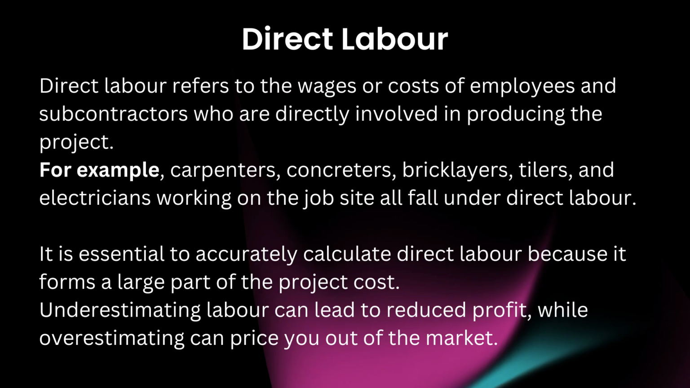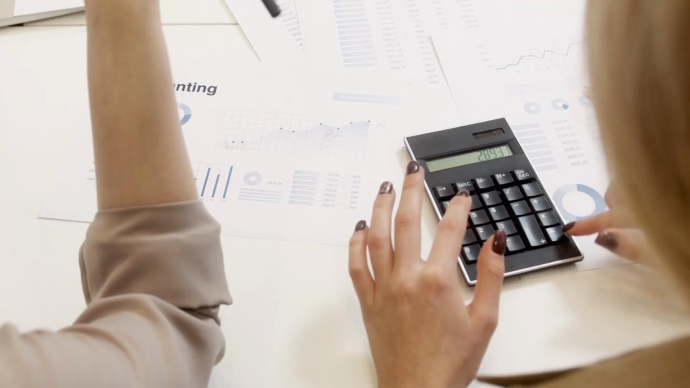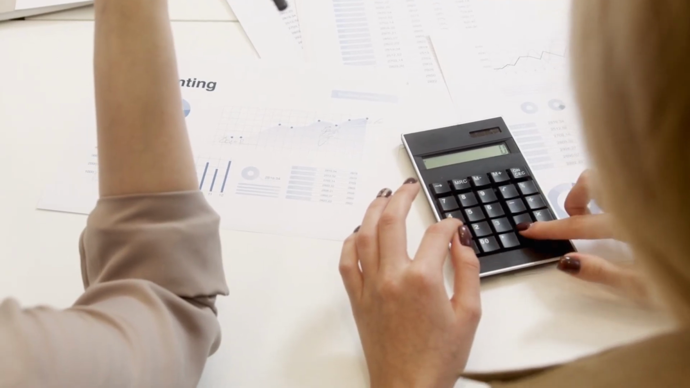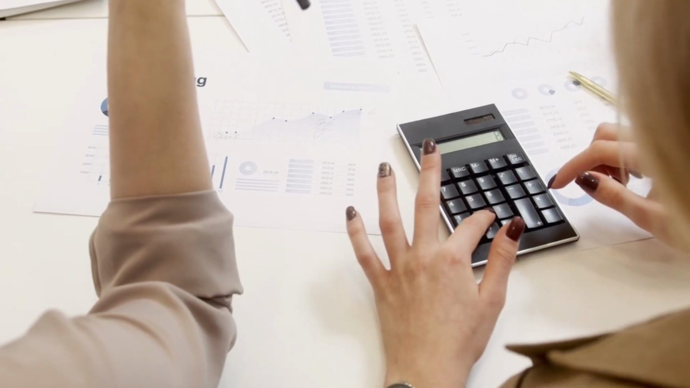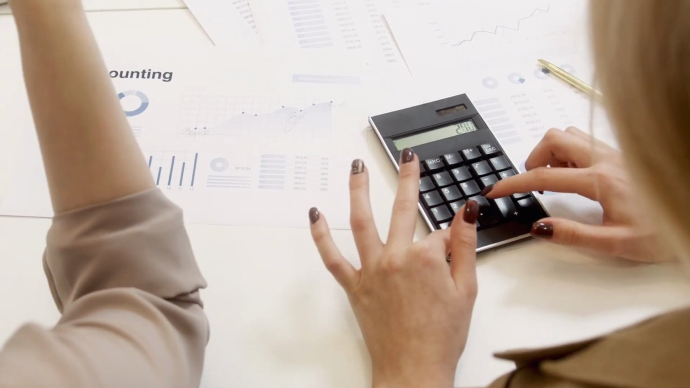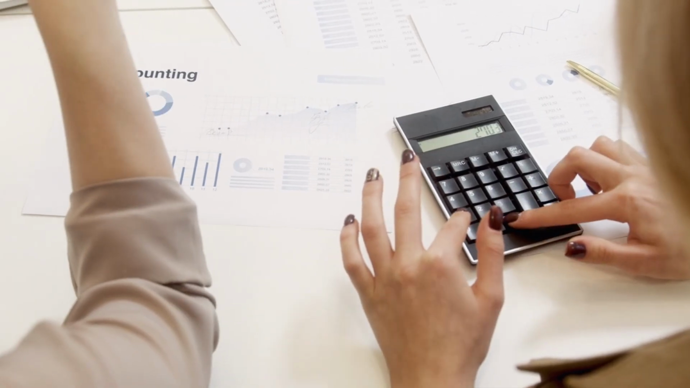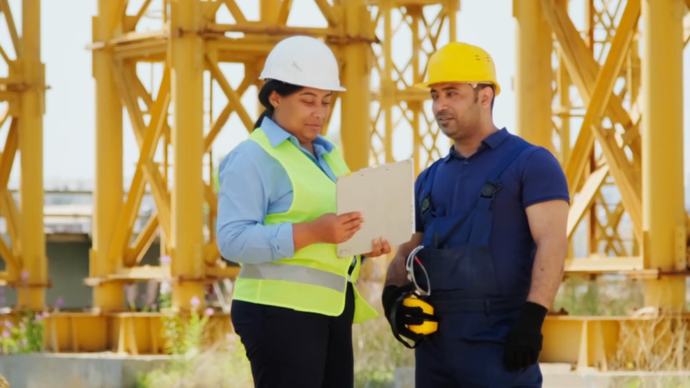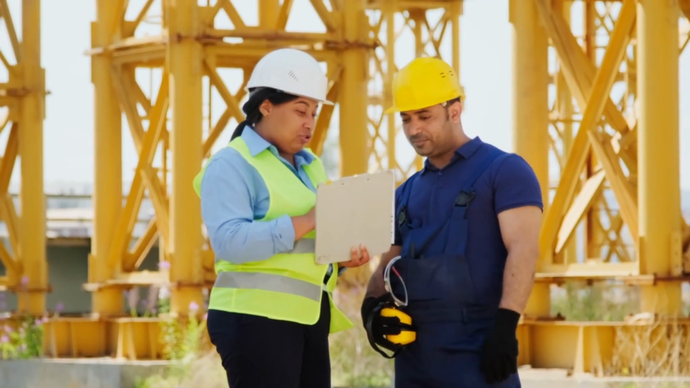Direct labour. Direct labour refers to the wages or costs of employees and subcontractors who are directly involved in producing the project. For example, carpenters, concreters, bricklayers, tilers and electricians working on the job site all fall under direct labour. It is essential to accurately calculate direct labour because it forms a large part of the project cost. Underestimating labour can lead to reduced profit, while overestimating can price you out of the market.